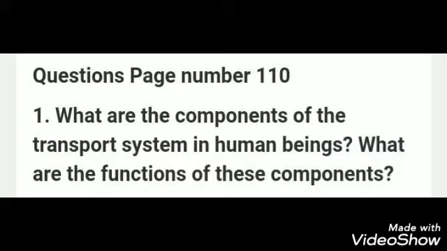Now as we all know, heart, blood and blood vessels are the main components of the transport system in human beings. Their functions are: heart pumps oxygenated blood throughout the body and it receives deoxygenated blood from various parts and sends this impure blood to lungs for the oxygenation. The blood transports oxygen, nutrients, carbon dioxide and nitrogenous waste to respective parts of the body. And the blood vessels, we have two blood vessels, arteries and veins, which carry blood to all parts of the body.